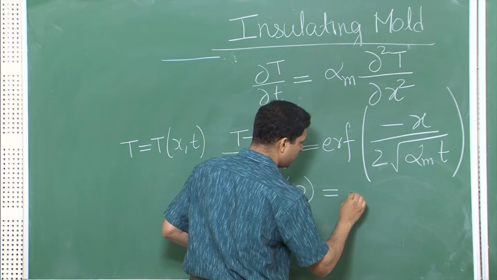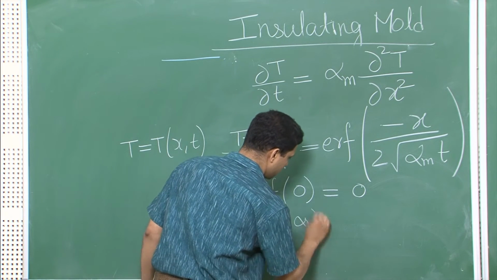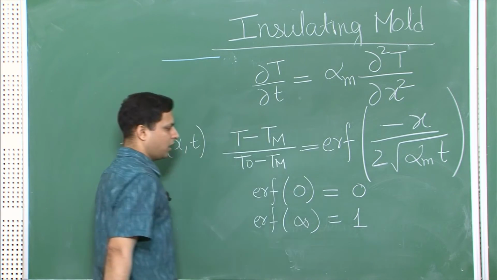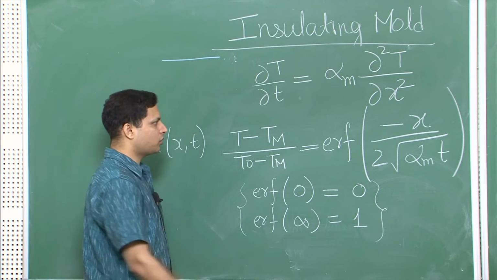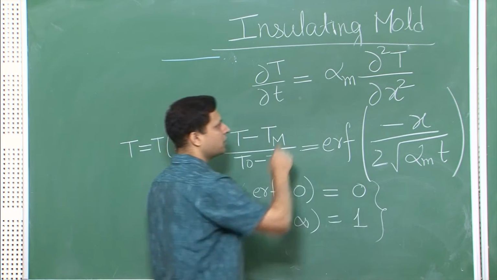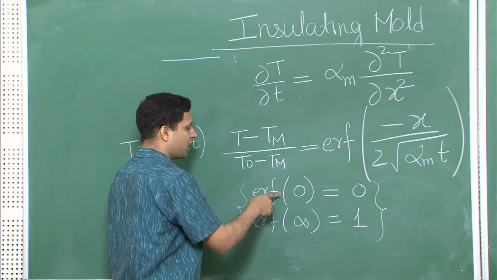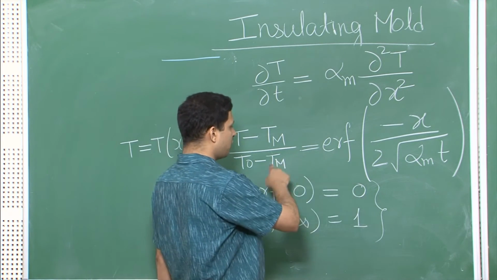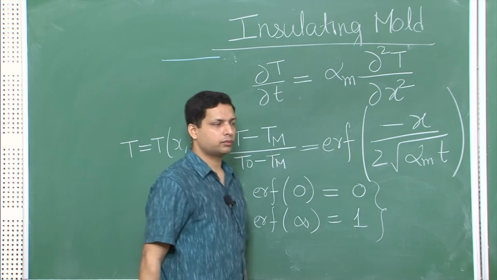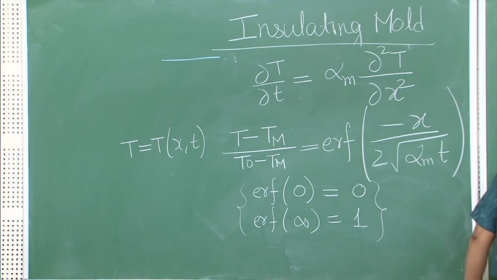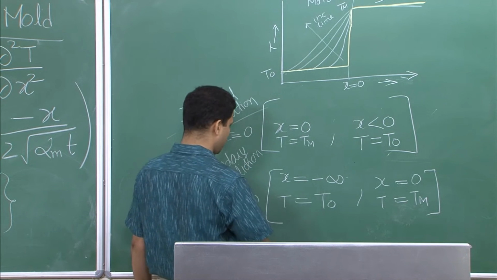One is that ERF 0 is equal to 0 and that ERF infinity is equal to 1. If you use these two values of ERF, you would be able to cross check that all your initial and boundary conditions are actually coming out to be true. How? Let us see. ERF 0 is equal to 0. So this is our solution. Now how will this term be 0? It can be 0 if we put x equal to 0. And what do we have at x equal to 0? At x equal to 0 we have T equal to Tm for all time, for t equal to 0 and for t greater than 0.